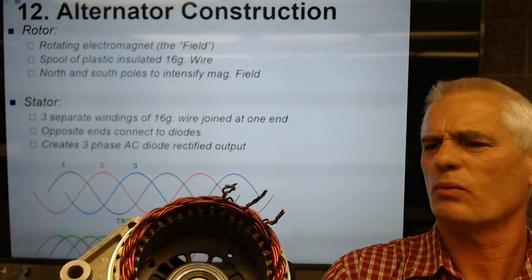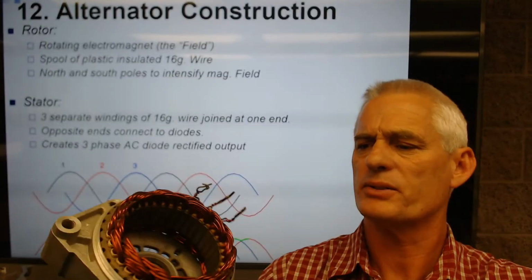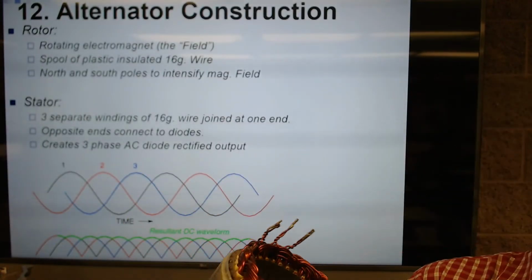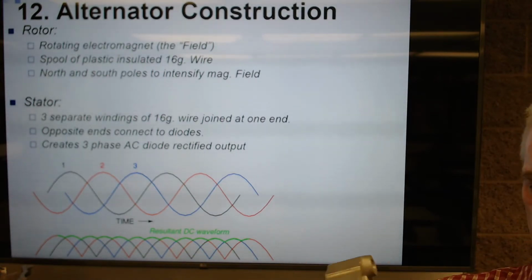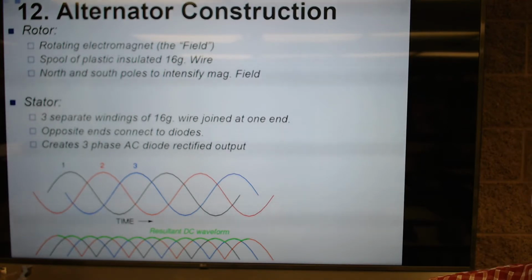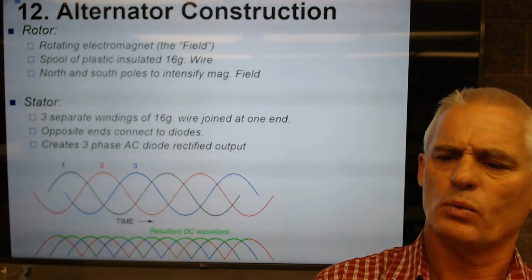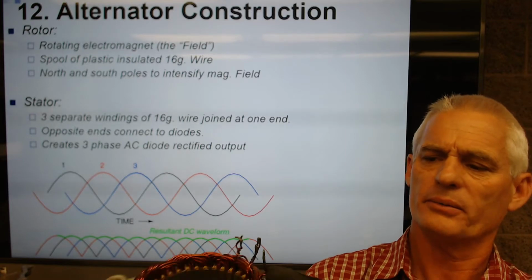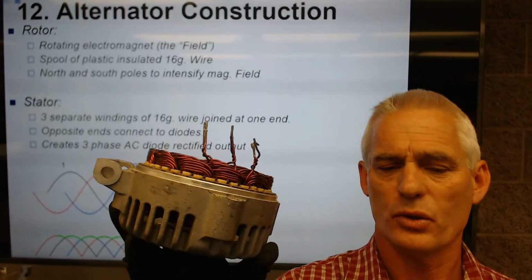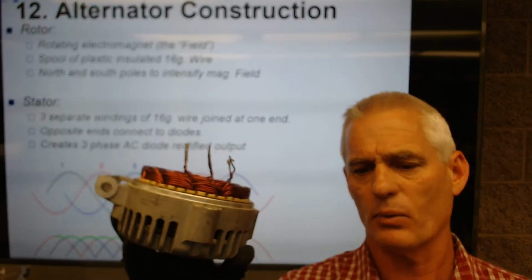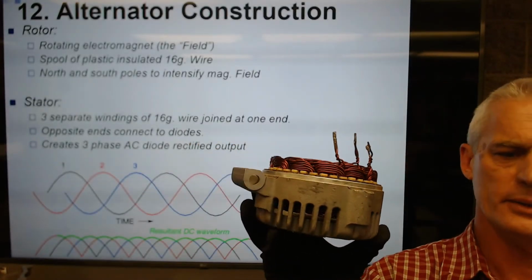3 or 4 pairs of wires, and this one's actually got 3 pairs, and all these wires are joined at the other end. I'm not sure on this stator if I can see where they're joined at the other end. I'm looking, and I don't see it, but you can see 1 pair, 2nd pair, a 3rd pair, up where you can see 3 pairs, and they're joined at the other end. So it's 3 separate windings of 16 gauge wire joined.